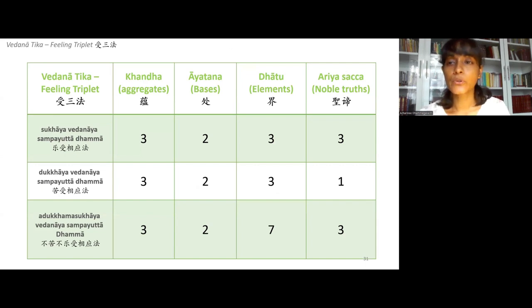So with that, we come to the end of our talk. And this is a summary table which gives the khandha, āyatana, dhātu, and ariya sacca under the 3 terms. As you can see, khandha and āyatana are the same in all 3. You get 3 khandha and 2 āyatana. And dhātu, Sukhāya vedanāya and Dukkhāya vedanāya, they are somewhat similar. You get 3 for each of them. And Adukkamasukhāya, we get 7. And ariya sacca is, of course, different. Sukhāya vedanāya sampayuttā and Adukkamasukhāya vedanāya sampayuttā, you get 3 each. Whereas in Dukkhāya vedanāya sampayuttā, you get only dukkha sacca.